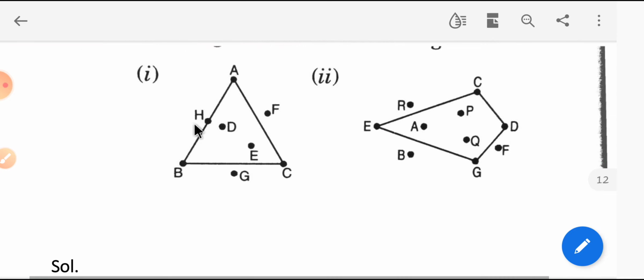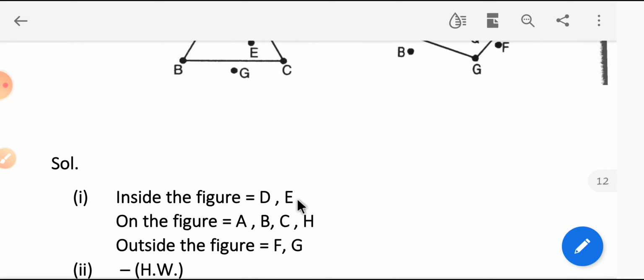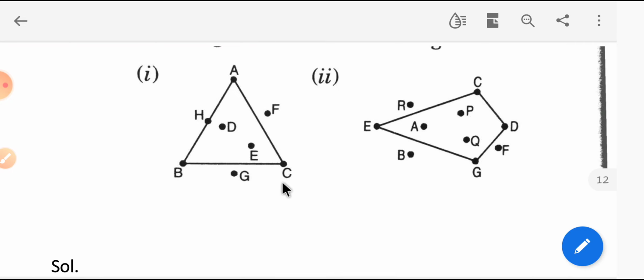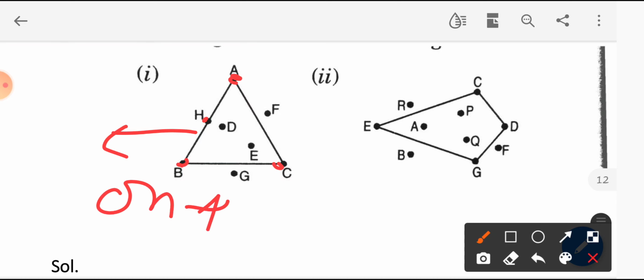After this, second question: name the points which are inside the figure, on the figure and outside the figure. Inside the figure means you can see this is a triangle. Inside means which points are inside, D and E. So inside the figure D and E. On the figure means on top of the figure. So on the figure A, B, C then H.